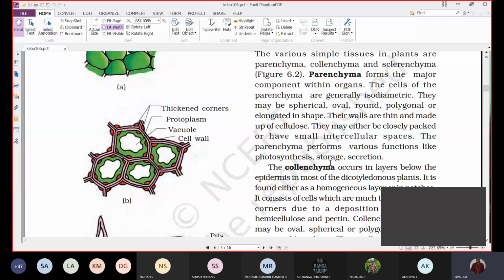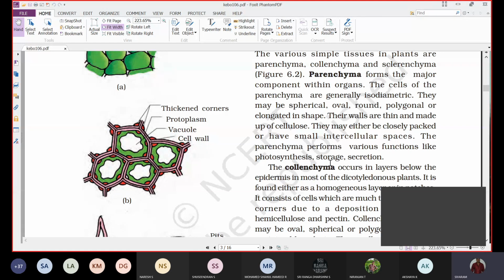And next, the parenchyma performs various functions like photosynthesis, storage, and secretion. Photosynthesis, that is the parenchyma which possesses chloroplast. When you observe the leaf, we can observe the parenchymal cells. They possess a large number of chloroplasts and they perform photosynthesis.